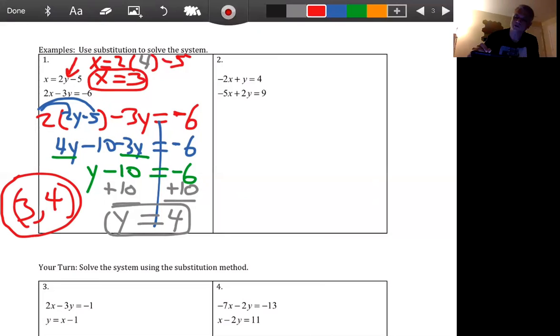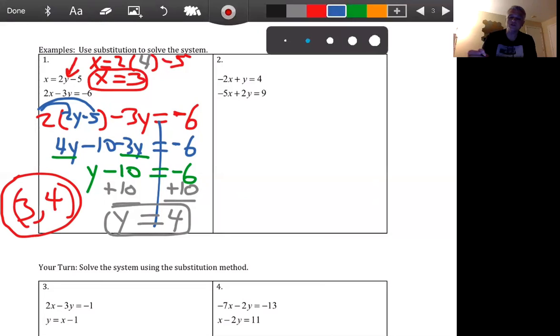Okay, so let's look at question 2. Now question 2 is the very first time that you didn't have either x equals or y equals already sitting there looking at you, right?